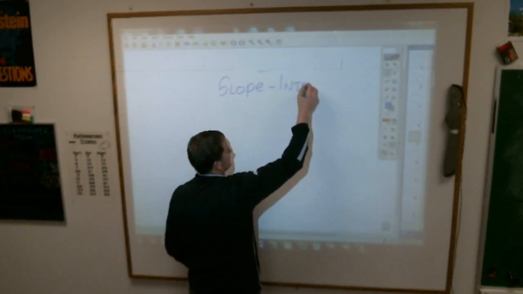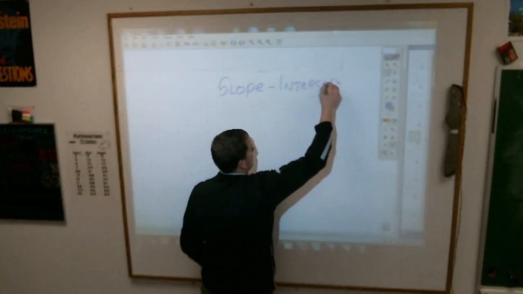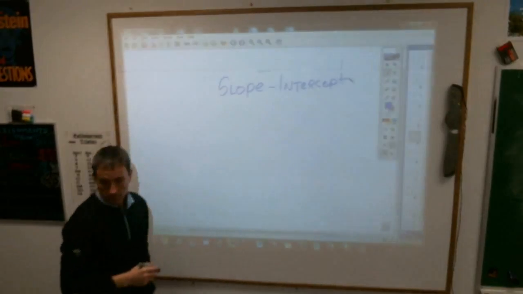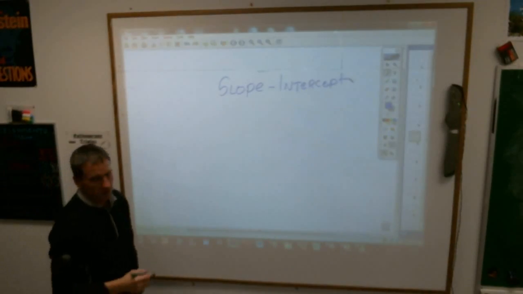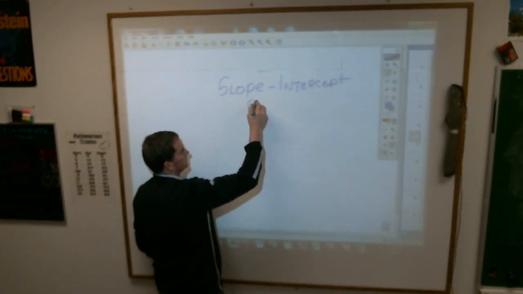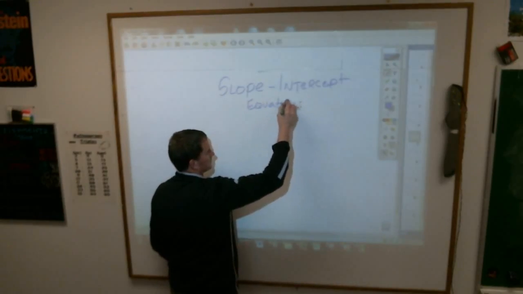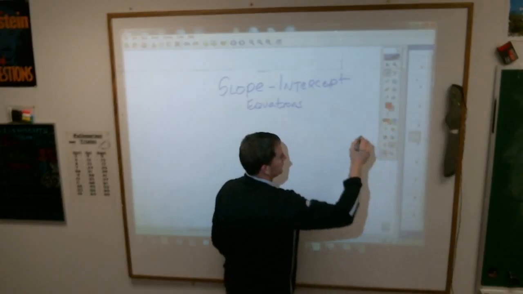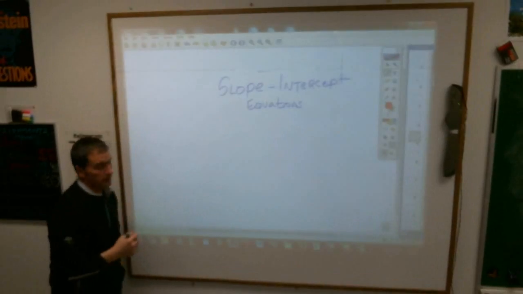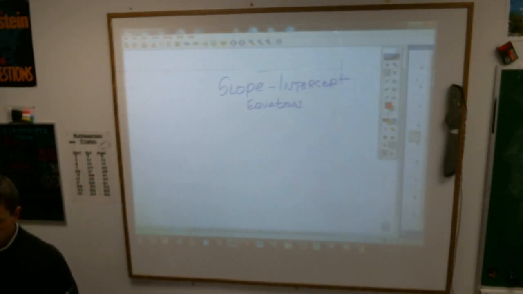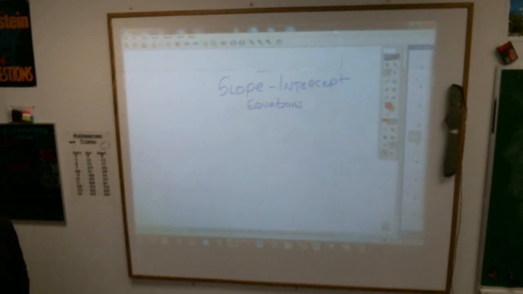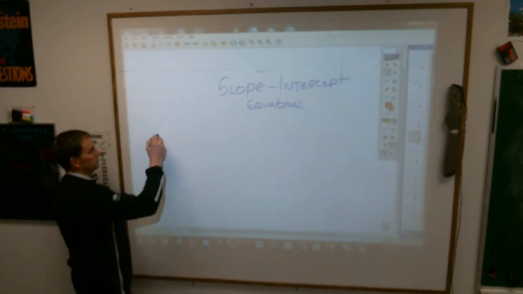Intercept. Slope-intercept equations. Little do you know that you've been doing this one here. I'll even pull it up. On yesterday's assignment, lesson 55, they gave you this problem. They said graph y equals 4/5 x minus 2.